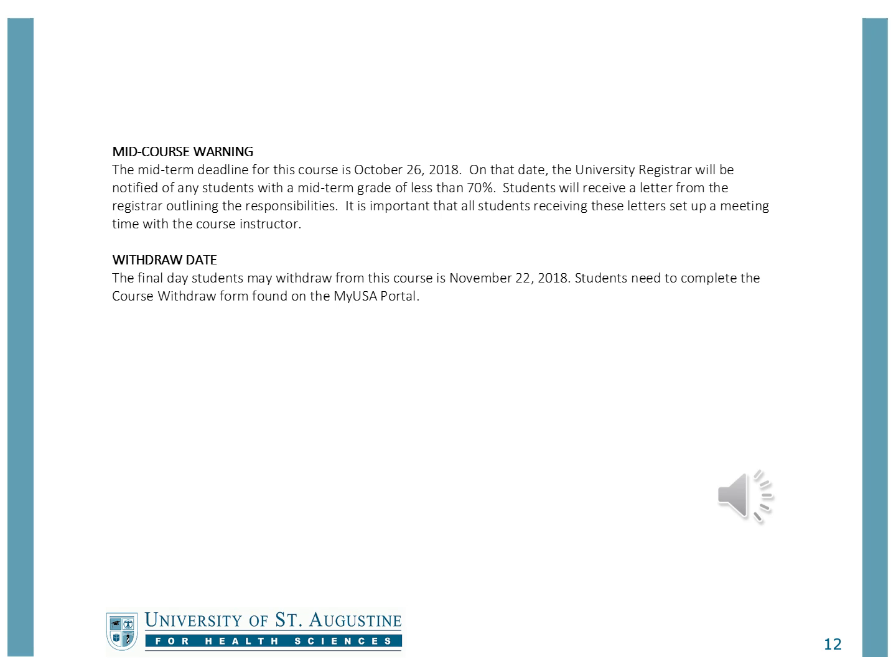The mid-course warning date is October 26, 2018 for this term. At that time, for all of your courses, any students who are near the 70% or below the 70% threshold will receive a letter from the registrar identifying that you may have some difficulties in the course. What this allows us to do is have students get in touch with their faculty advisors, and you will work with them to devise a plan to identify what areas you may be having challenges with.